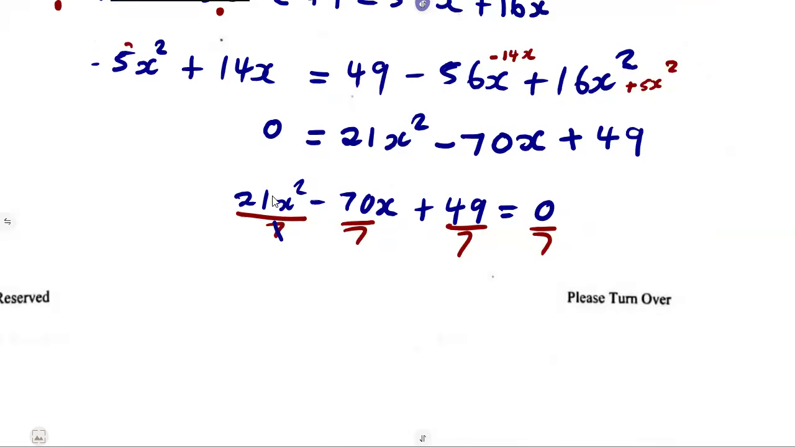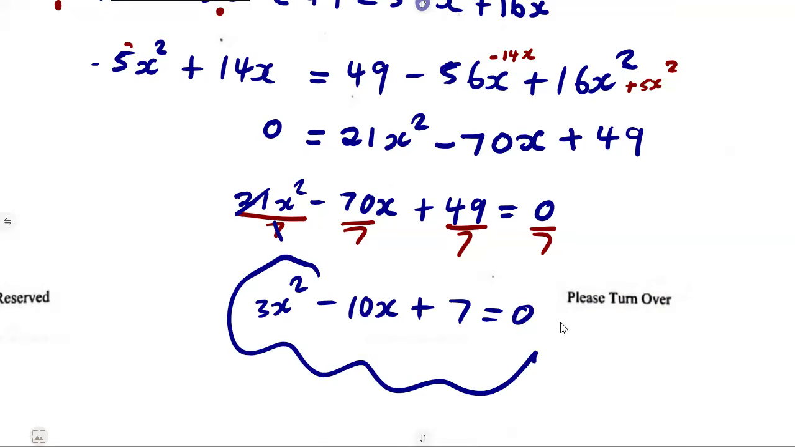All right. 21 divided by 7, that's 3. So you're going to have 3x squared negative 10x. 49 divided by 7, that's a 7. So reducing these just helps you to work with a simpler equation. Not to say it is going to change or affect your answers, even if you do not divide, guys. Especially if you are using the quadratic formula to solve, there is no need for you to reduce.